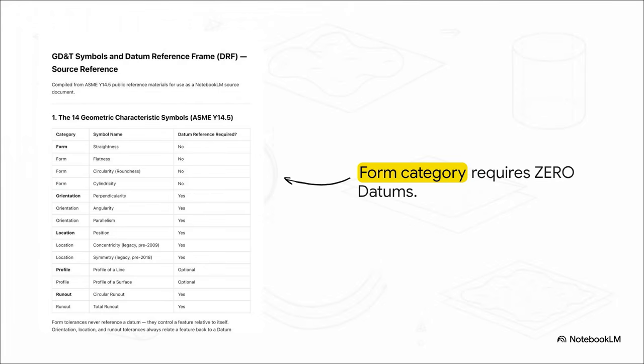Looking directly at the ASME Y14.5 standard for the 14 geometric characteristic symbols, I want to draw your attention right to the top category, form. You've got straightness, flatness, circularity, and cylindricity. But the single most important rule of this entire category is sitting right there in the far right column. Look at the datum reference required section. It says no all the way down. Form tolerances never use datums.